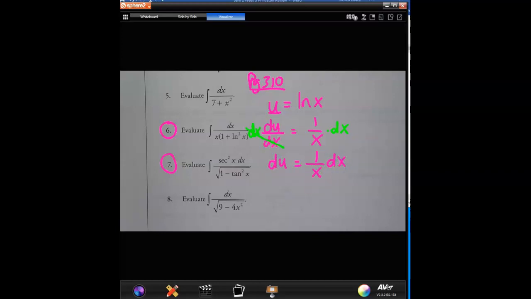And I still don't have dx by itself, though, so now I want to multiply both sides by x. And now we've got dx by itself. All right, and so here's how u substitution works. We're going to replace the dx with x du, and we're going to replace the ln of x with u. So if I do all those replacements, here is what it would look like.